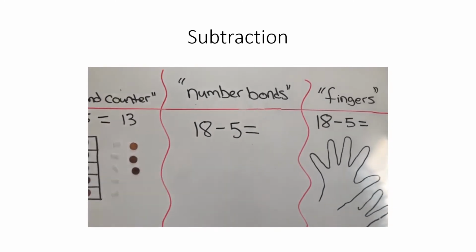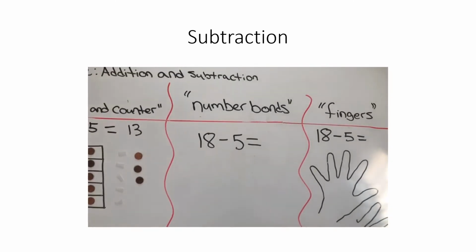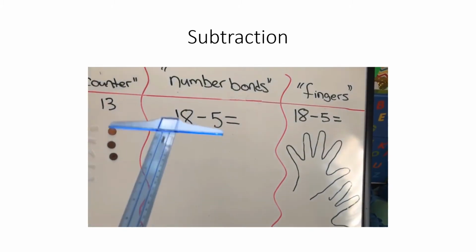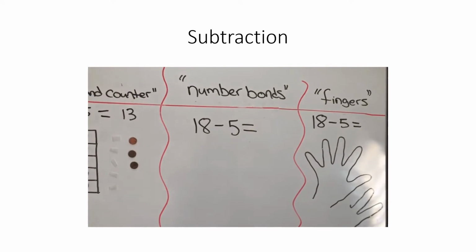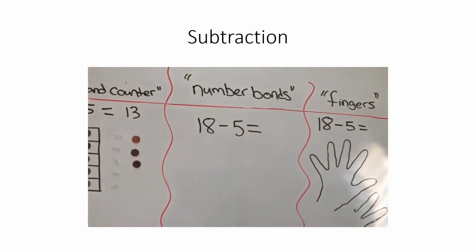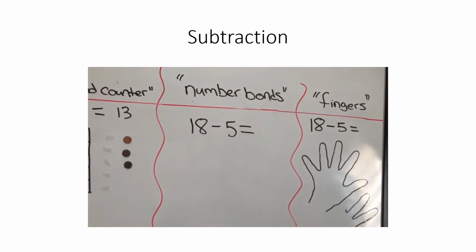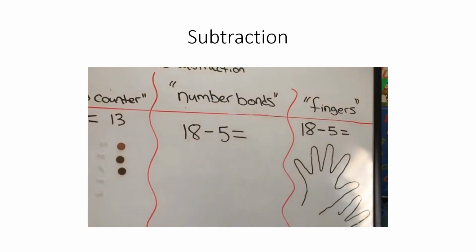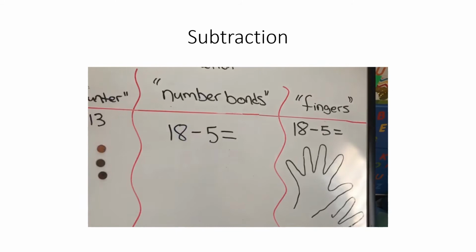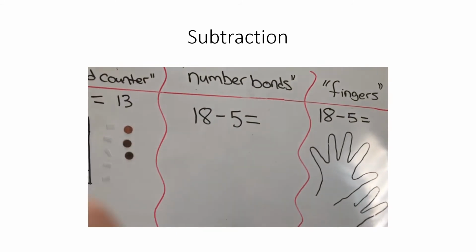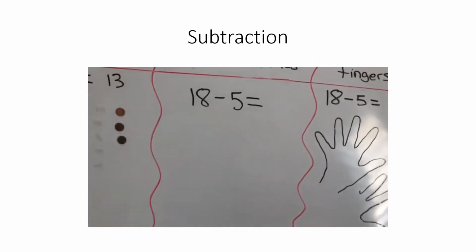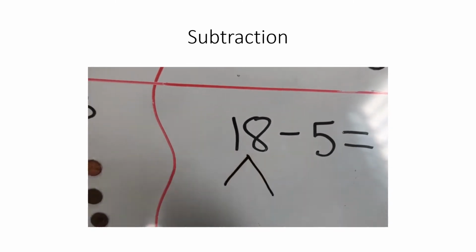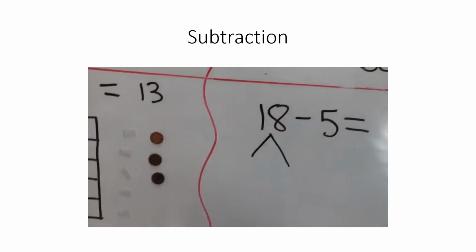In number bonds, I told you in addition that first you have to look at the highest number. Which is the highest number? 18 or 5? 18. 18 is the highest number. Perfect. Step 1, done. Now, I told you that the highest number needs to get to 10. We have 18. We have more than 10, which is perfect. Now, all I have to do is this. I'm going to take 18 and I'm going to break it down.